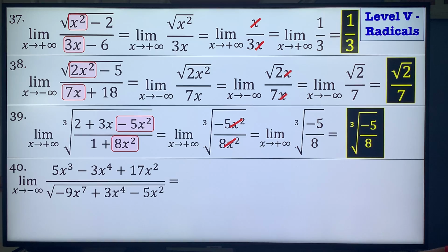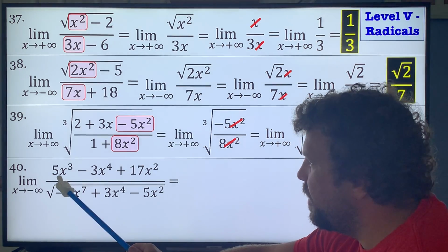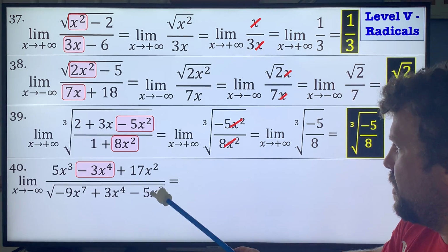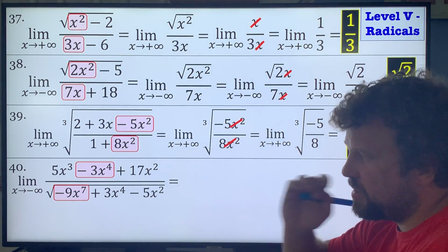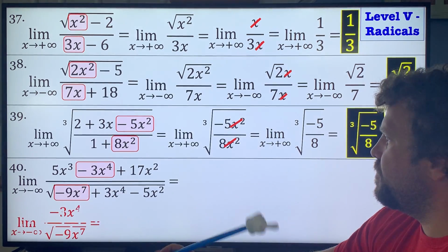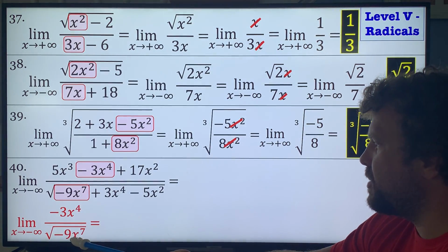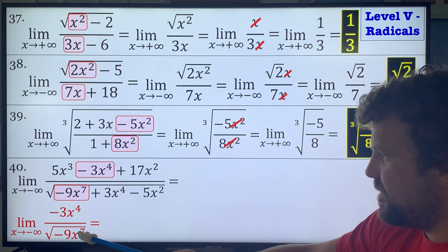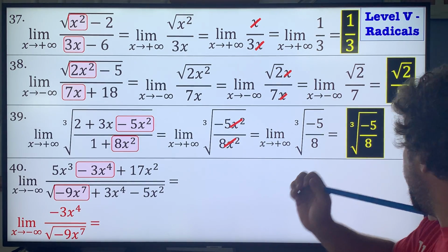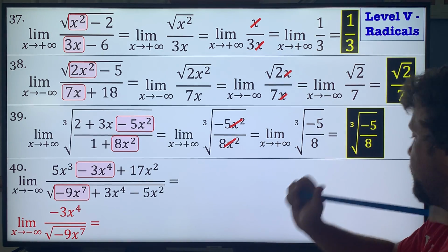All right, let me back out and back in. Right there, negative 3x to the 4th over the radical of negative 9x to the 7th. Ooh, this is going to be a weird one. This is probably the most complicated one, so you really have to pay attention if you've been dozing off.